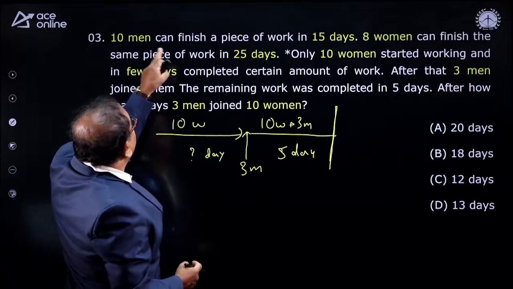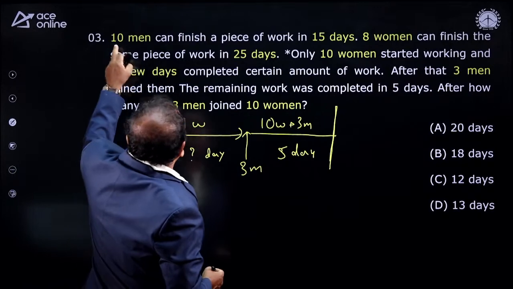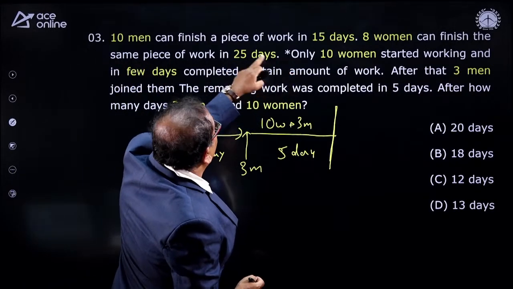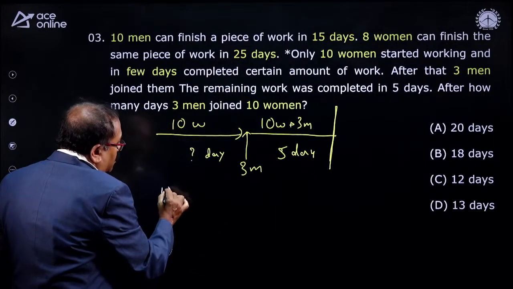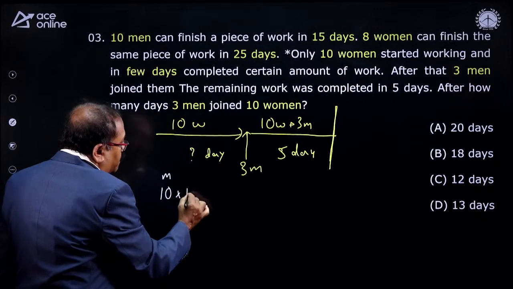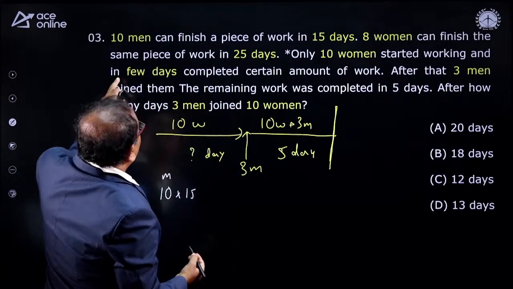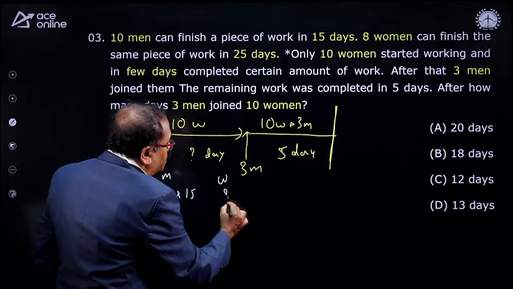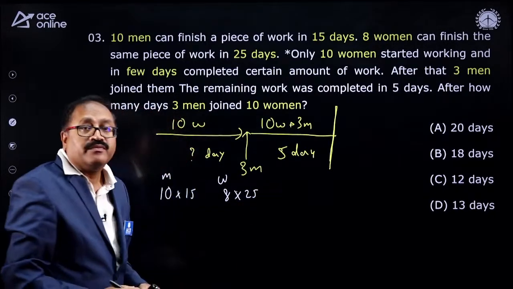So I will be using this sentence to find out the men to women efficiency. 10 men can complete the work in 15 days. So this is men: 10 men, 15 days. How about the women? 8 women can complete the same work in 25 days.